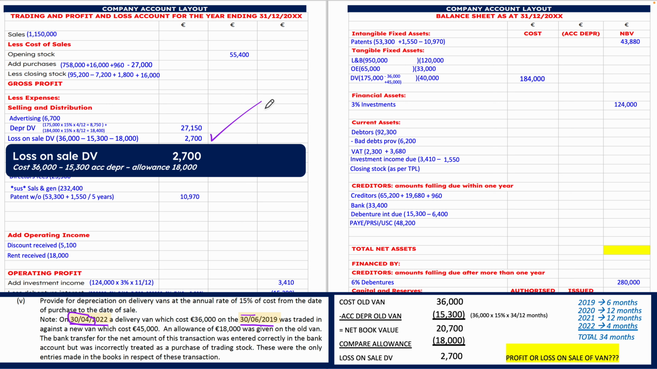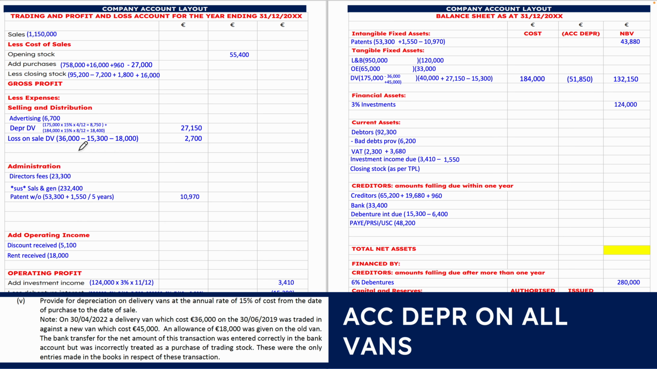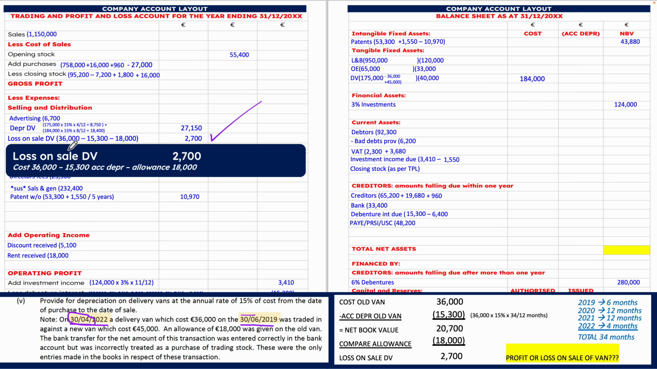That is going to go up into the selling and distribution expenses. The workings that we're getting the marks for are 36,000 minus 15,300 accumulated depreciation, and then comparing it to the allowance of 18. So that is the profit or loss working.